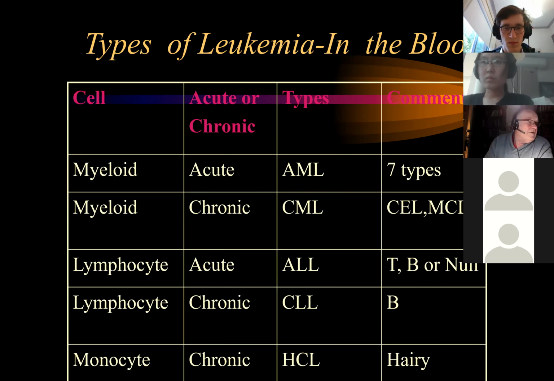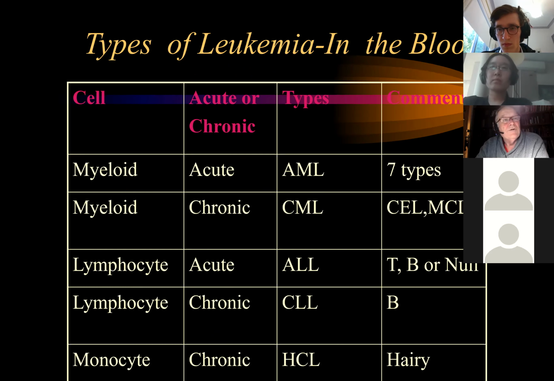So you think of disease in terms of the cell of origin, myeloid and lymphoid. You think of chronicity, acute or chronic. Acute leukemias come on suddenly. People are unwell for a few days to a few weeks, and if you don't intervene, they can die quickly in that time period. Chronic leukemias come on over months or years, and the symptoms are not as acute. So there are 4 basic types of leukemia: acute myeloid, chronic myeloid, acute lymphatic, and chronic lymphatic.